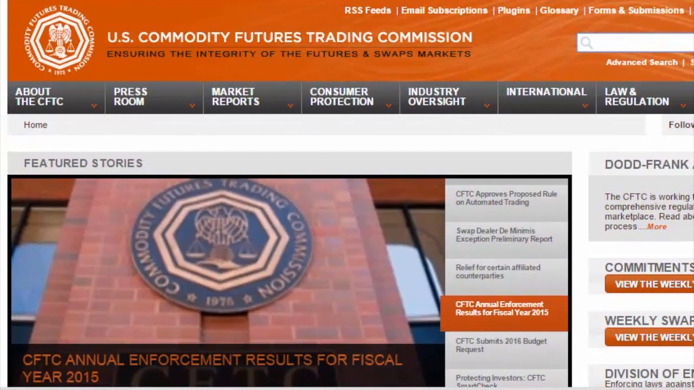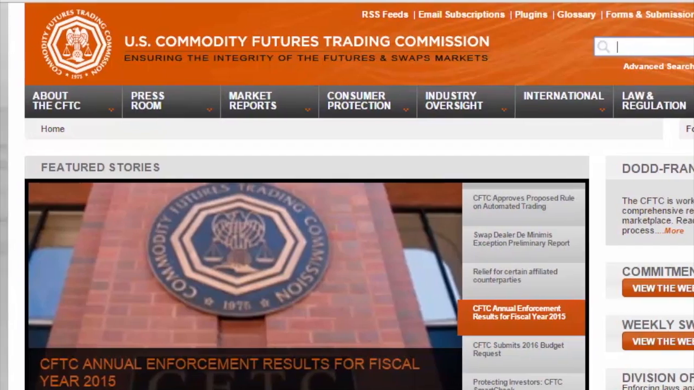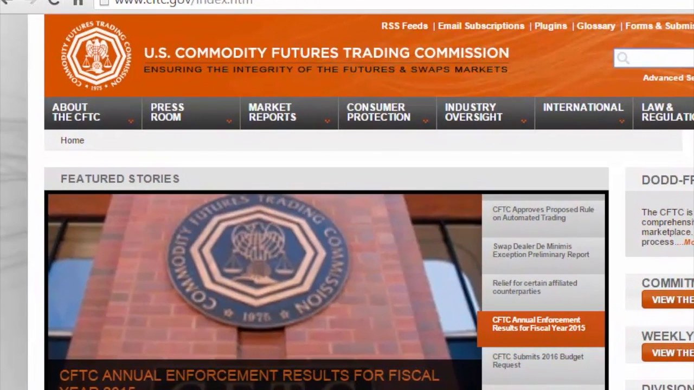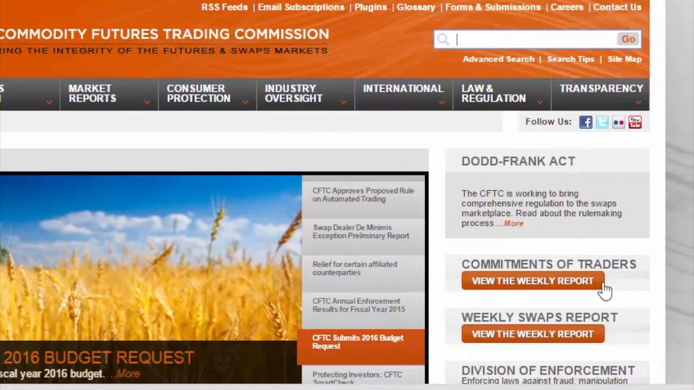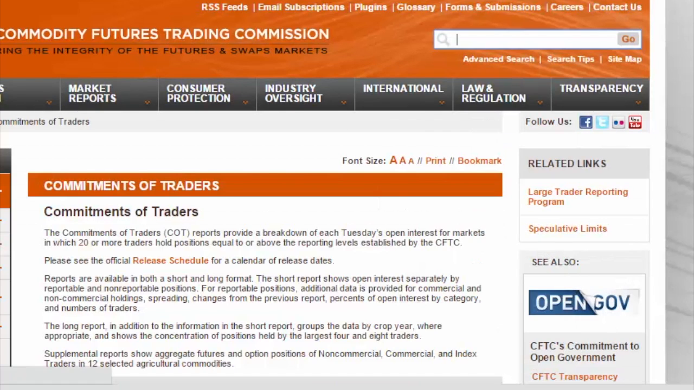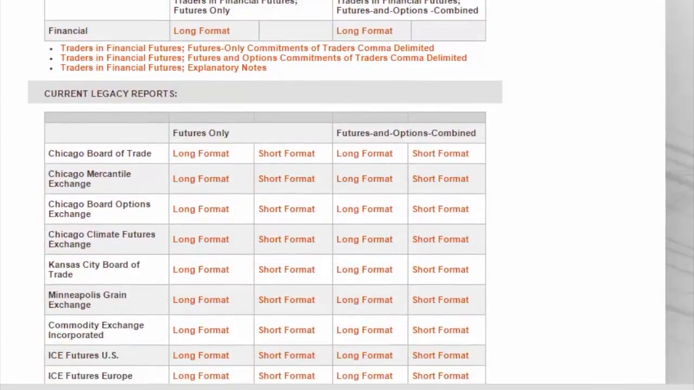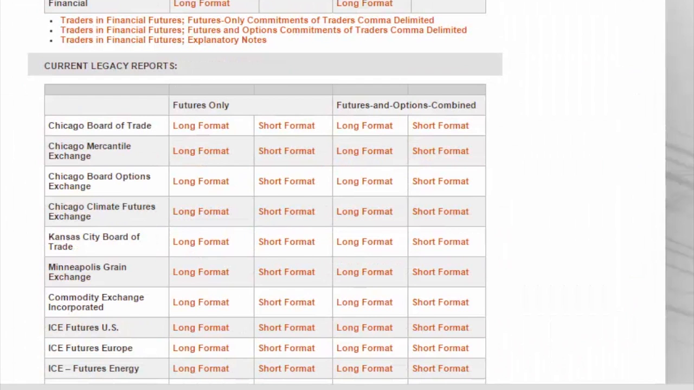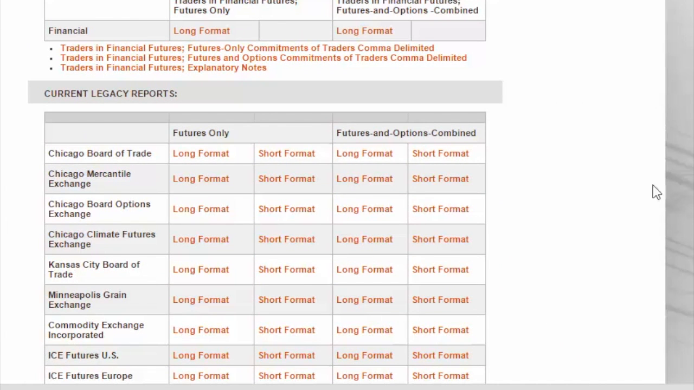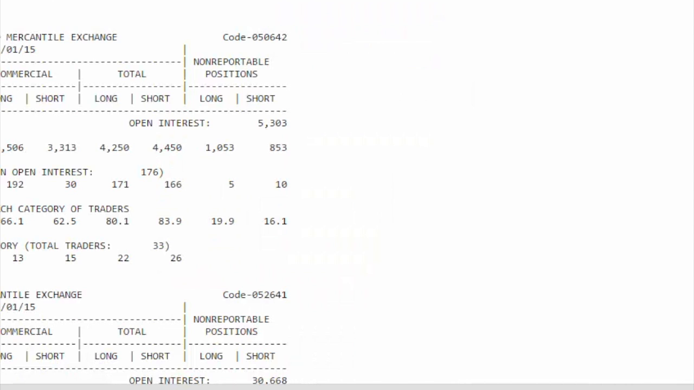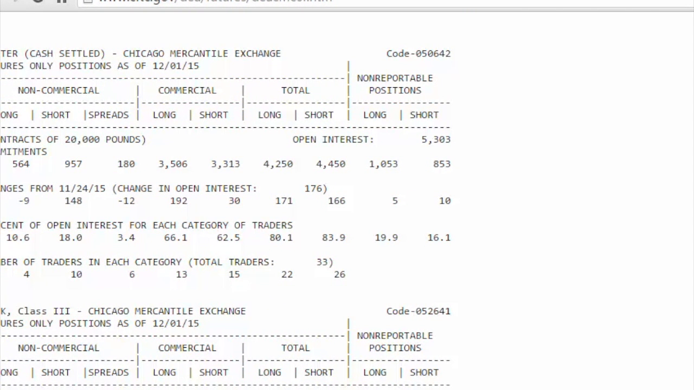Now let's go to the primary source and look at how it looks. That is the cftc.gov website, and here is the commitment of traders report. I can click here and view the weekly report. What do we see here? We see different instruments, and we have to choose here the short format of Chicago Mercantile Exchange. And we see different trading instruments.